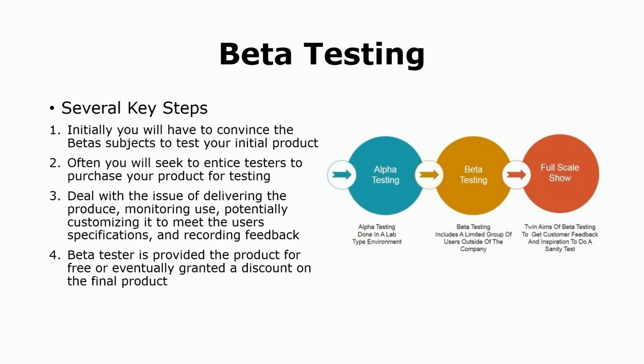You have certain simulated test marketing techniques, which we are going to talk about in the coming lectures, that are also part of alpha testing, which is done in a lab. Beta testing typically includes a limited group of users outside of the company. So, it is almost like a pre-sale or a pre-launch, right.